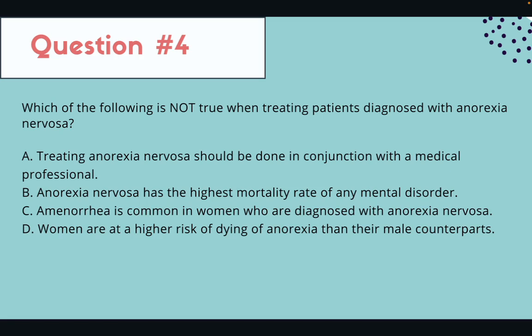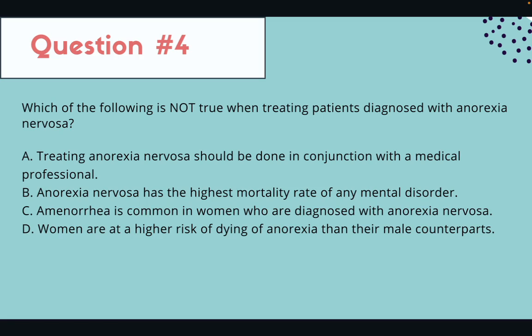Three of these answer choices are true, and one is not true when working with patients diagnosed with anorexia. So let's go through these and decide which ones are true. Answer choice A, treating anorexia nervosa should be done in conjunction with a medical professional. Absolutely, because the risks are so high and there are many medical complications that go along with this disorder. So anorexia should definitely be treated in conjunction with a medical professional and a multidisciplinary team.